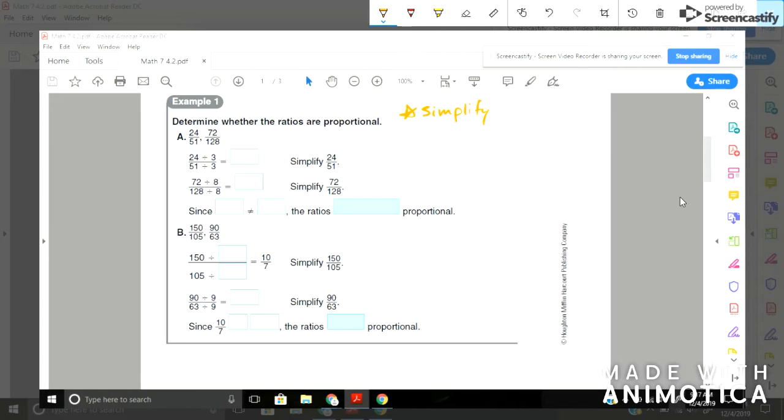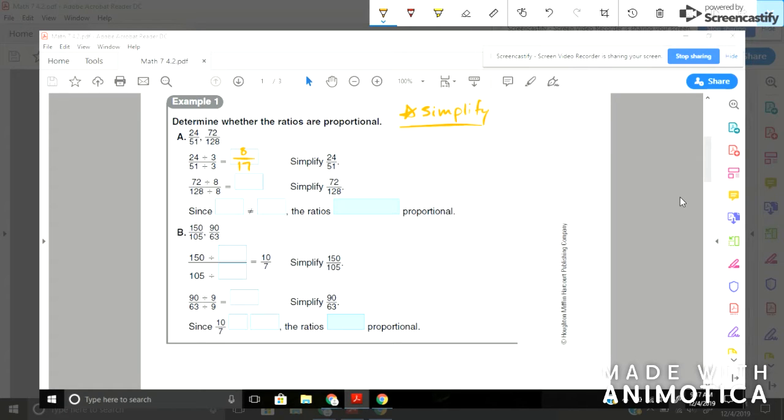What we're going to try to do is put them in simplest form and see if they equal each other. You can start looking for numbers that are divisible by both your top and bottom number. So you see the book here did 24 divided by 3 and 51 divided by 3. 24 divided by 3 would give you 8, and 51 divided by 3 would give you 17. They're just saying simplify this fraction. So that would be 8/17, and now 8 and 17 do not have any more common factors, so we can't simplify these two anymore.